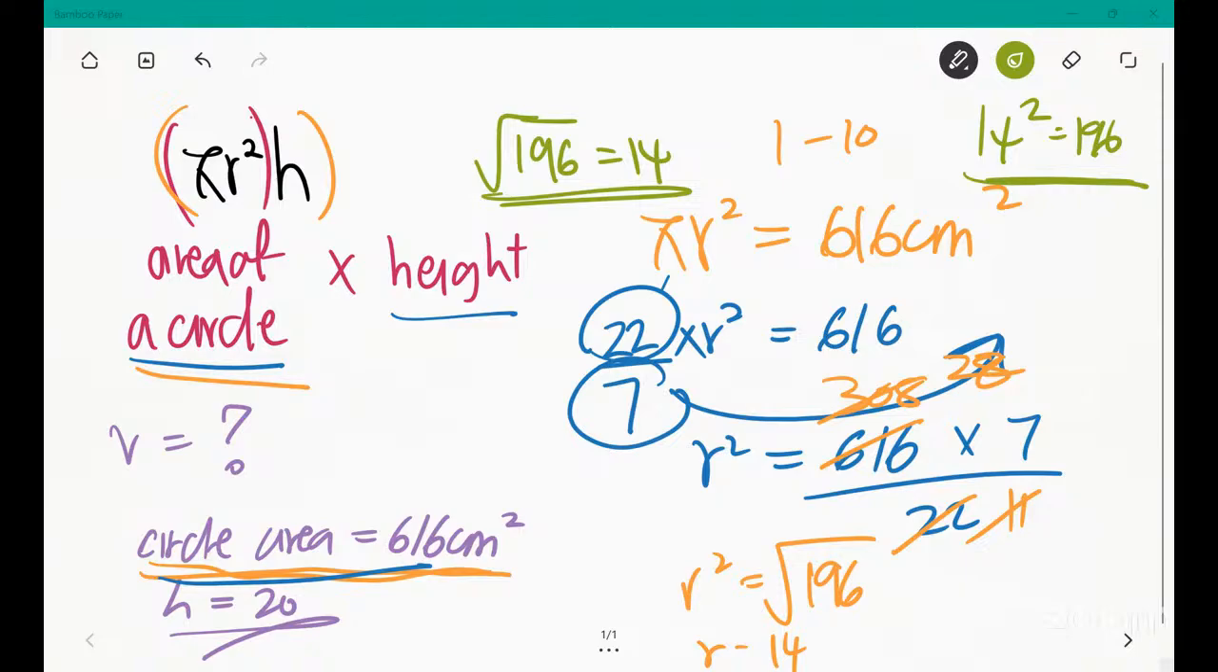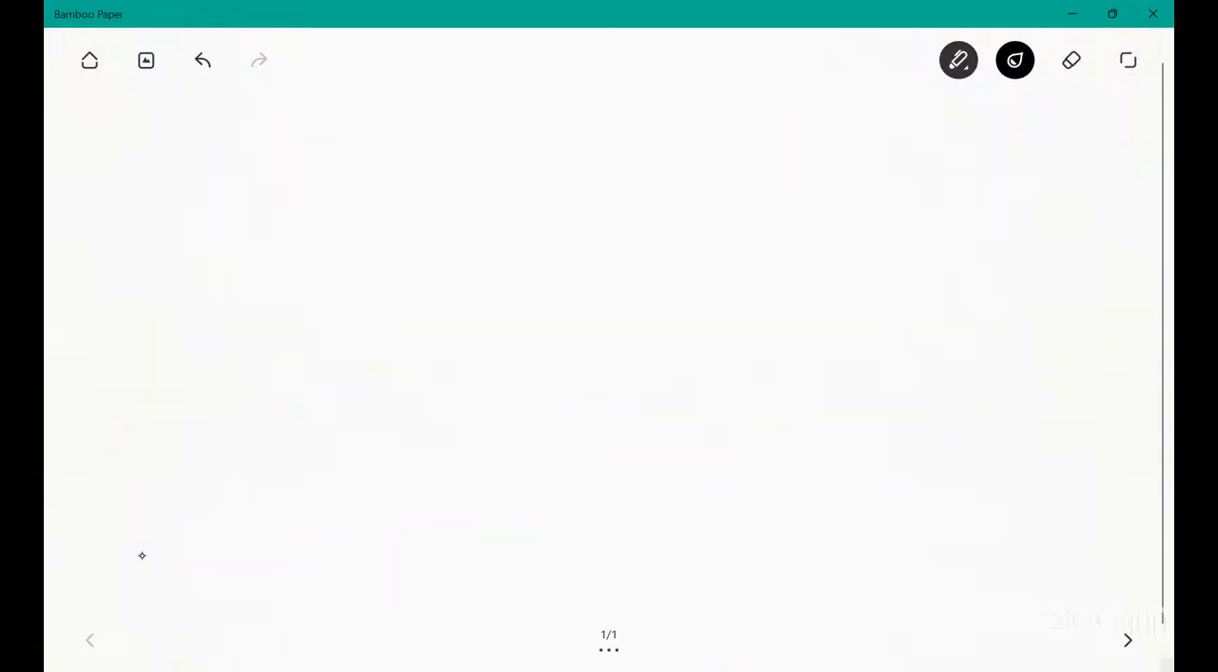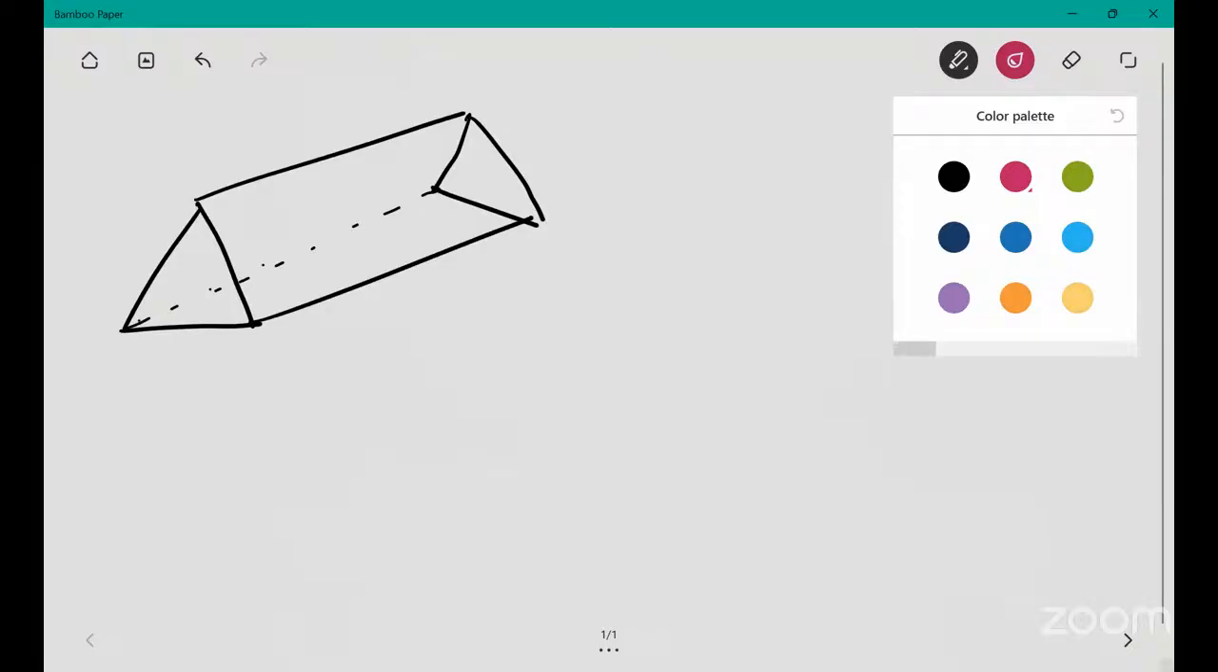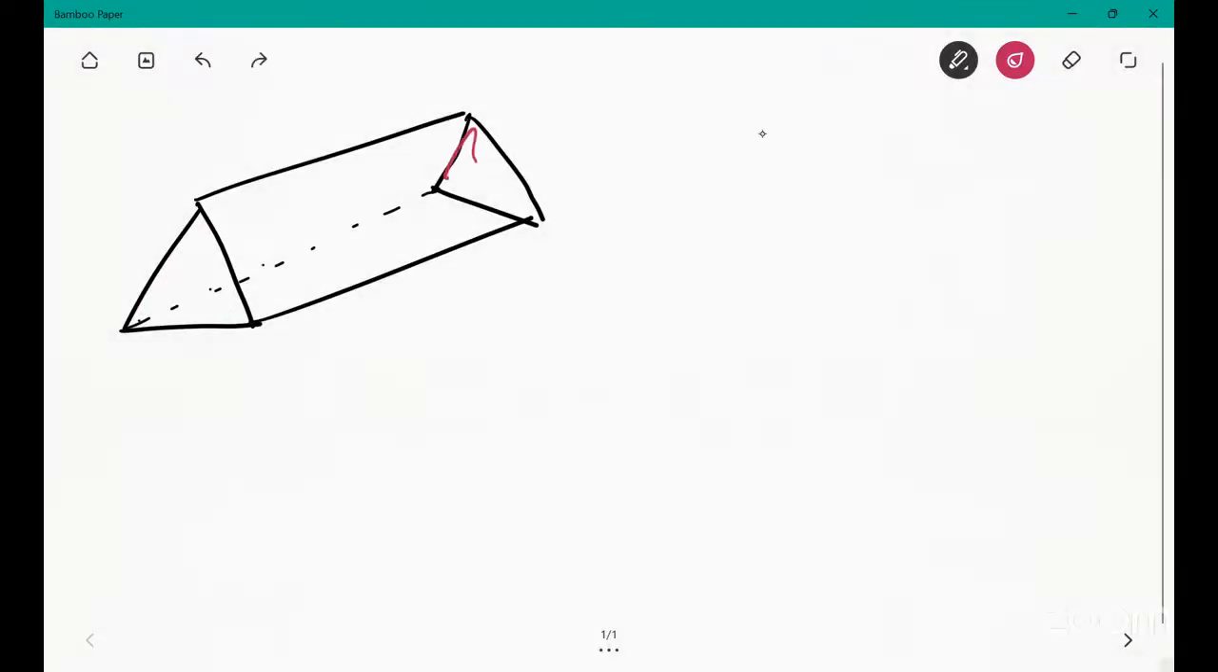Okay, so the next shape is the prism, a triangular prism specifically. What does a triangular prism look like? It's something like this. You have a triangle, and you have another that goes like this and connects there. So one triangle in the front and another triangle in the back. Same as a cylinder, two shapes, two triangles.